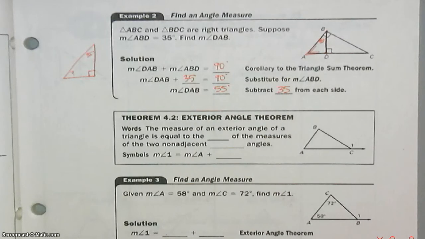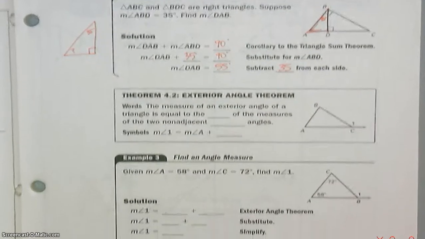All right, we can always just use the triangle sum theorem, though. We can always use 180. You don't have to worry about that rule.